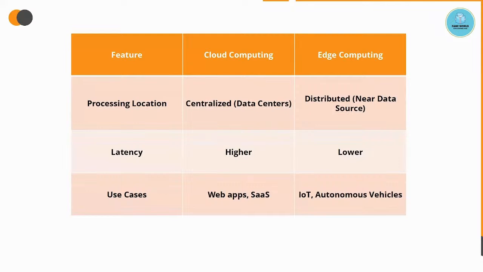Here you can see the comparative study of cloud computing and edge computing. The features we are comparing are processing location, latency, and use case. For processing location, in cloud computing it is centralized, in central data centers. In edge computing, it is distributed near the data source. For latency, in cloud computing it is high, and in edge computing it is low.